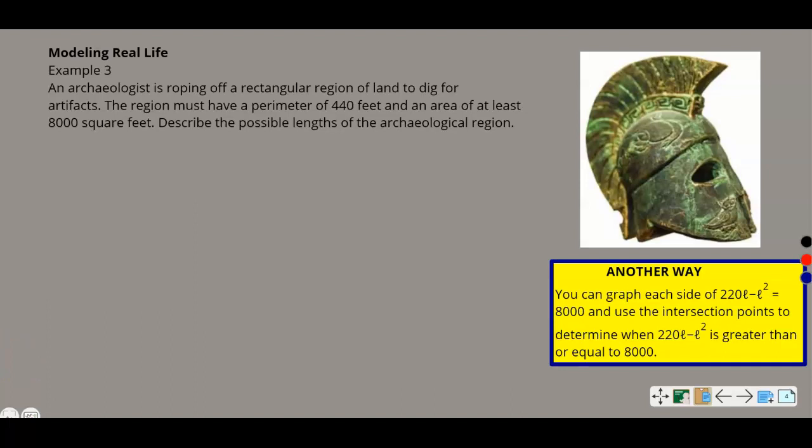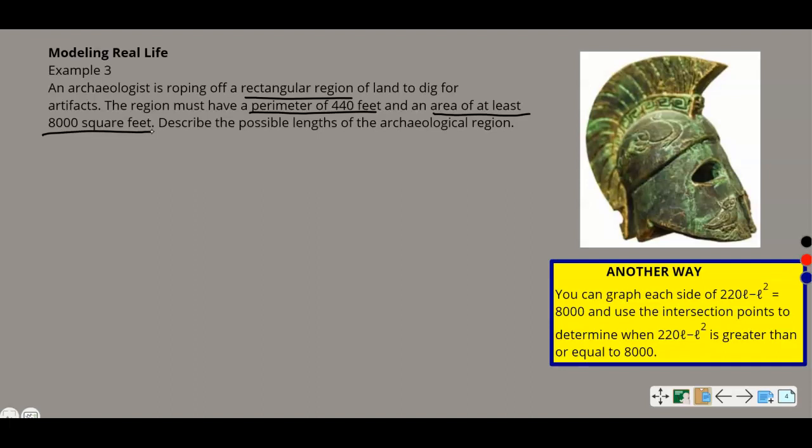All right, let's look at what we are given. We are told that they are roping off a rectangular region. That's important to know. It says the region must have a perimeter of 440 feet, an area of at least 8,000 square feet. And then it says describe the possible lengths.